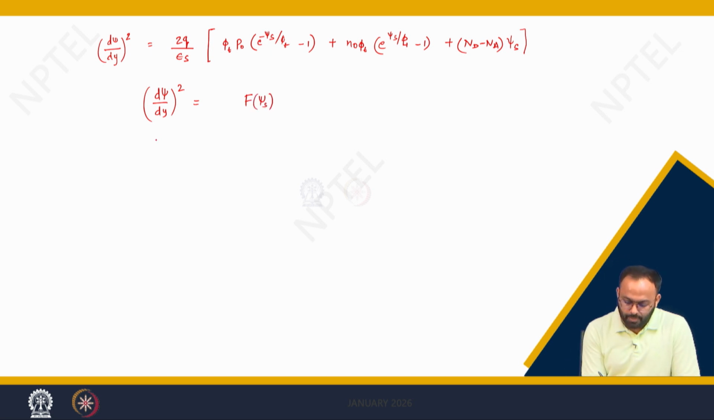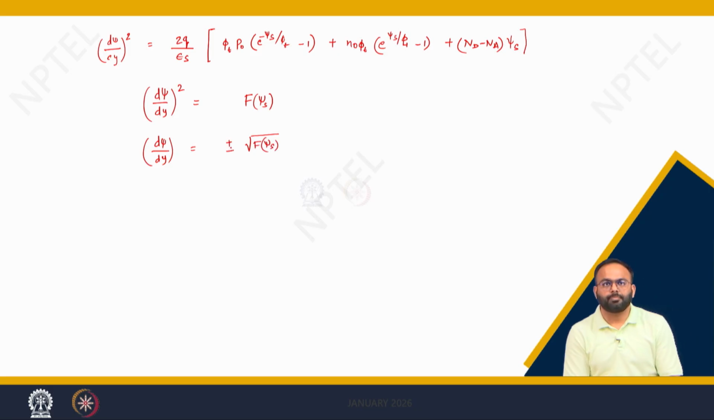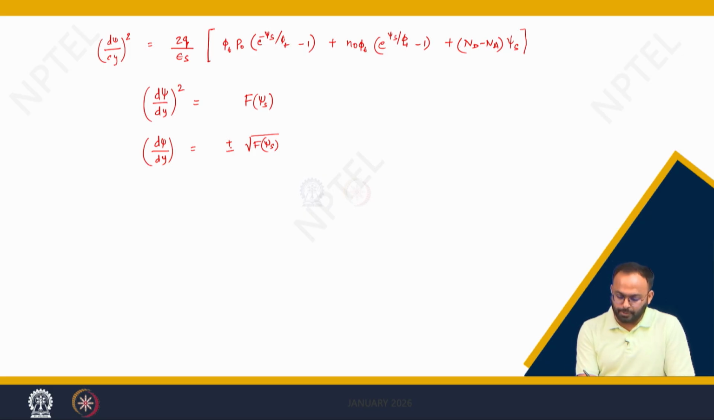It means if I am interested in the electric field, then dψ/dy is equal to square root of f(ψs) with plus or minus. Instead of showing plus and minus, can I use some function which gives me the value of plus and minus based on this function? This is a good signal, called the signum function, signum of some parameter in the parenthesis, which can be positive or negative based on the value of that parenthesis.